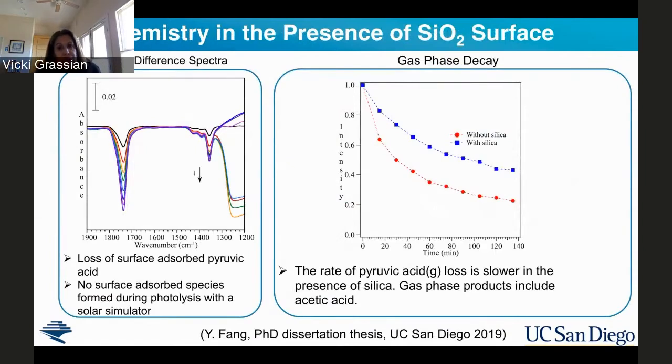We also looked at the photochemistry in the presence of the silica surface. Here's the surface difference spectra we see as we irradiate with a solar simulator, a decrease in the amount of pyruvic acid absorbed on the surface. We can then also look at the rate of pyruvic acid loss in the gas phase. We see some differences in the presence of silica. We actually see it slow down a bit, but we really didn't see anything that was unique in terms of products. We did see a little bit of gas phase acetic acid, which had been seen before.